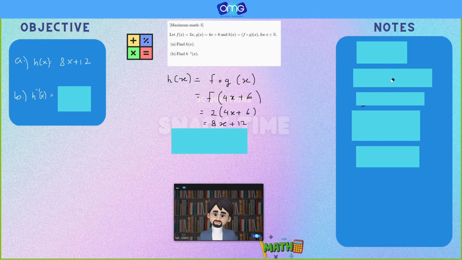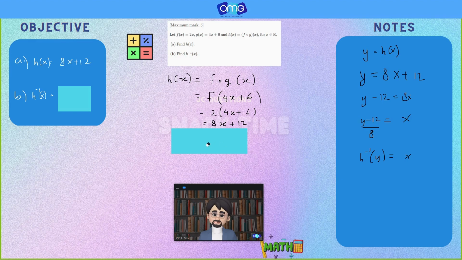How about finding the inverse? To find the inverse, this is the trick. Okay, y equals h(x), so we move the h and it becomes h inverse y. Yeah, so using change of subject, we get h inverse x equals (x minus 12) over 8, and that's the answer.